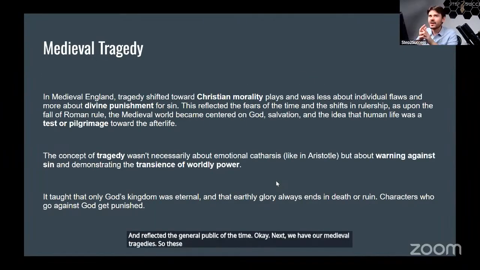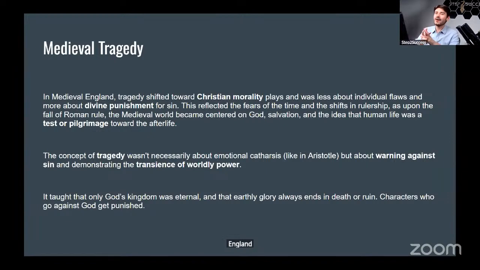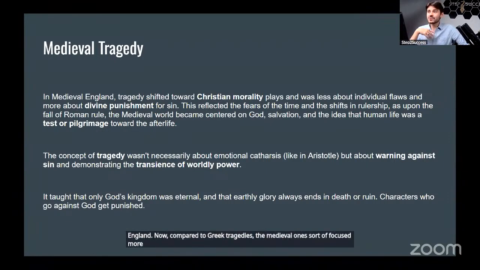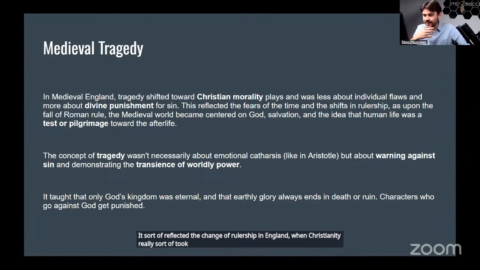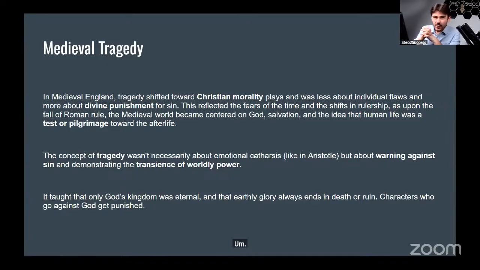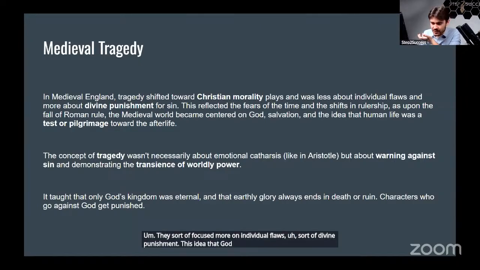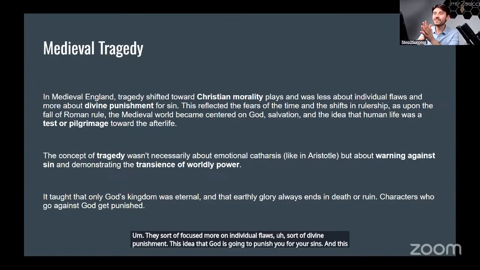So these are sort of the 9th to 14th century in England. Now, compared to Greek tragedies, the medieval ones focused more on Christianity because that was big at the time. It reflected the change of rulership in England when Christianity really took off in England. They focused more on individual flaws, divine punishment, this idea that God is going to punish you for your sins. And they reflected the fears of the time.